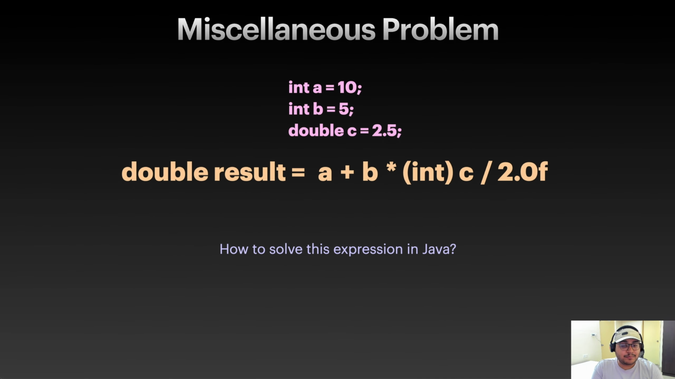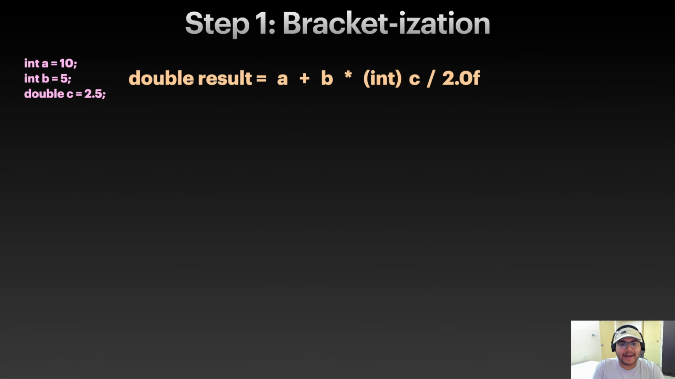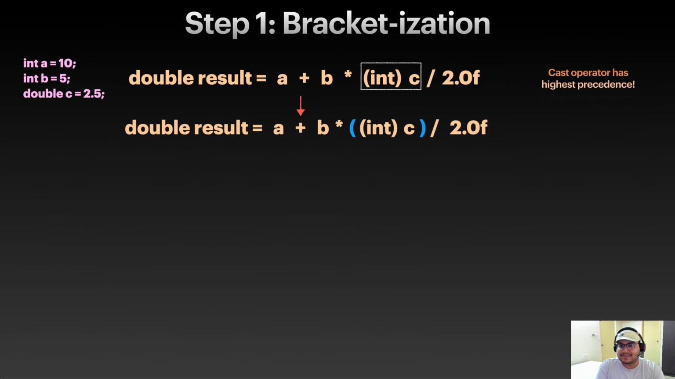Now that we understand precedence, associativity, type conversions, and context in Java, let's solve a miscellaneous expression comprising different operators and operands of different data types using our two-step process. Step 1, bracketization. The expression involves four operators: addition, multiplication, a cast operator, and division. According to operator precedence, the cast operator has the highest precedence. So we place blue brackets around it.